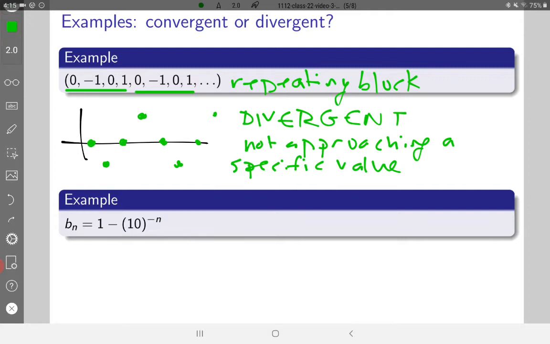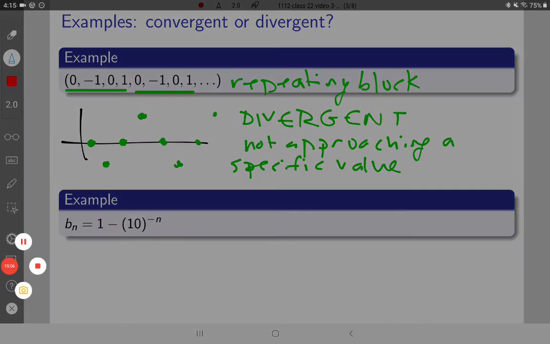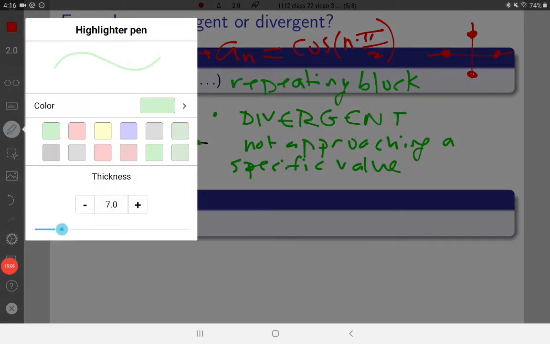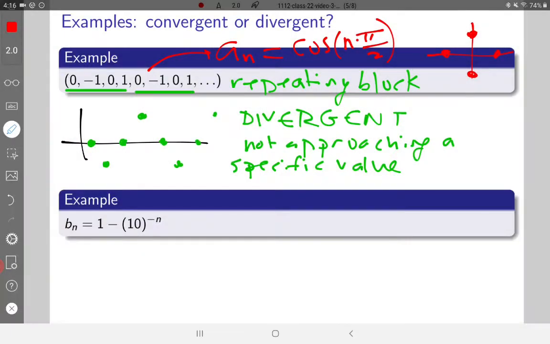And in fact, that's actually something that you may or may not have noticed, but I'll mention it here. There's a way to write out a formula for this pattern. In fact, I could write out this pattern as cosine of n times pi over 2. Okay, now why does that work? Let's just see that first, and then I'll talk about how I came up with that myself.